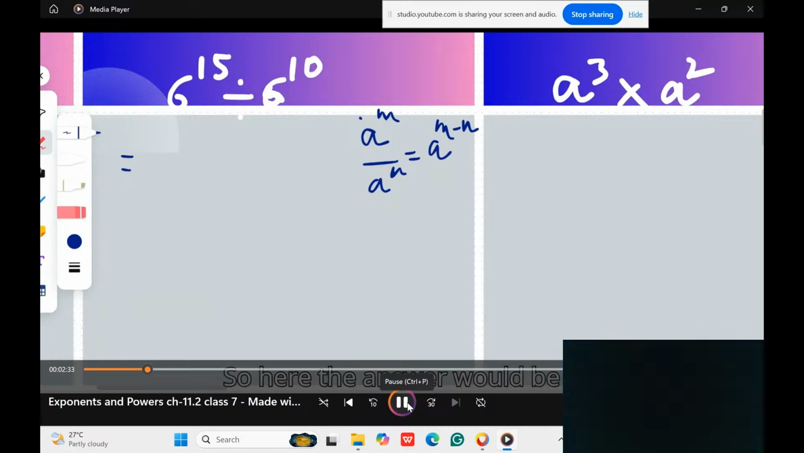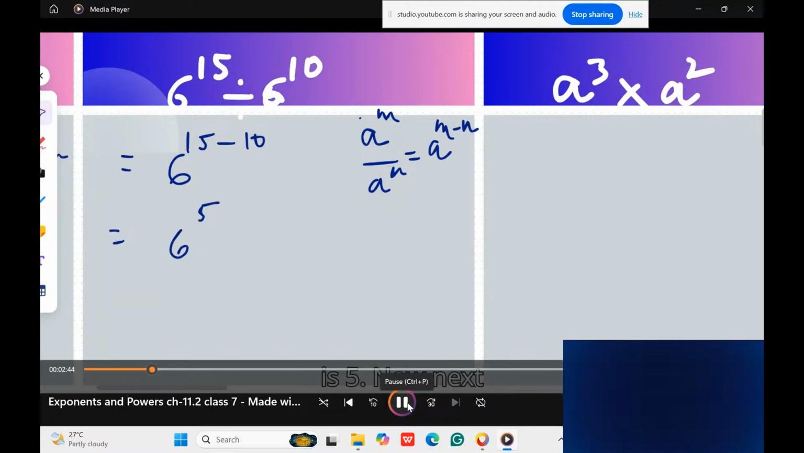So here the answer would be 6, the base remains the same. 15 minus 10 equals 5, so 6 raised to the power 5. Now next question.